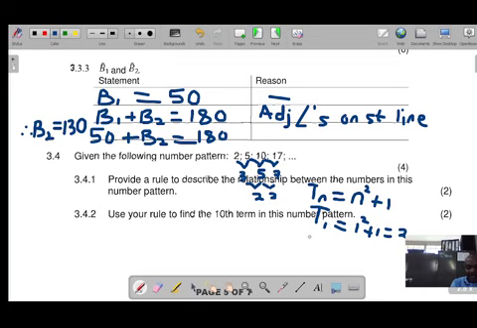Now I take out T2. If I take T2, it means my n is what? My n is 2. So T2, because it's n squared, is going to be 2 squared plus 1. What is 2 squared? 2 squared is 4. What about 4 plus 1? It is 5. So I get 5 here.